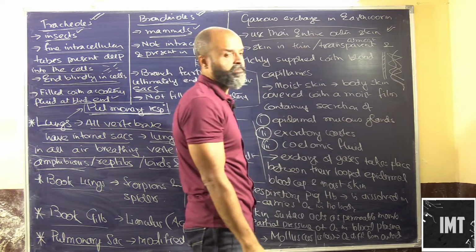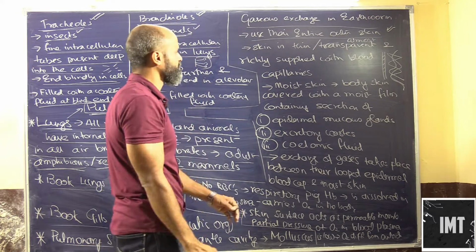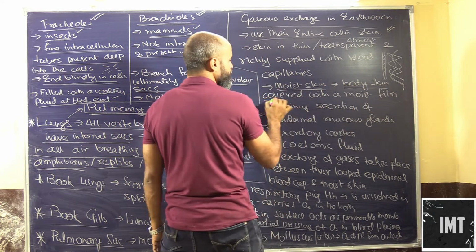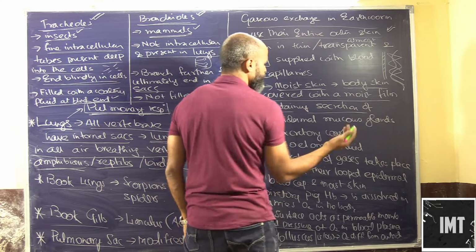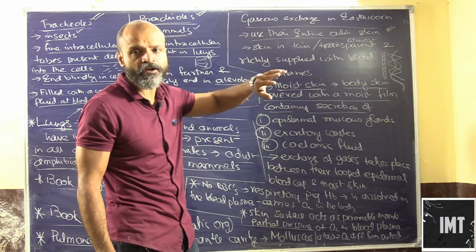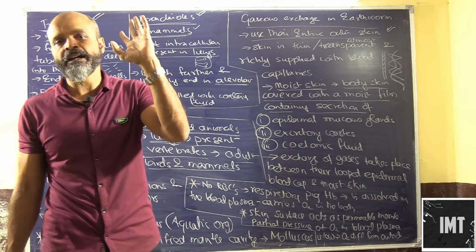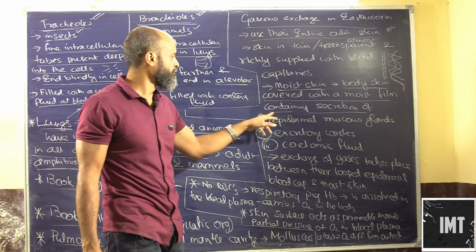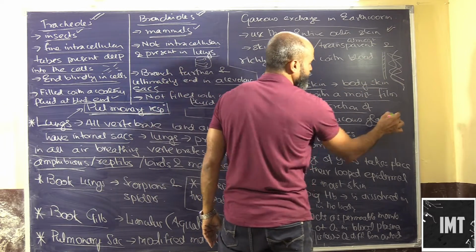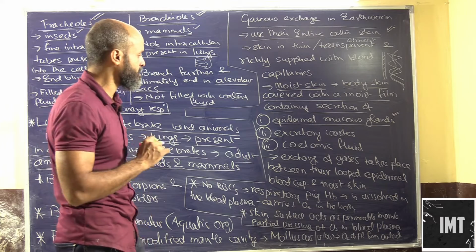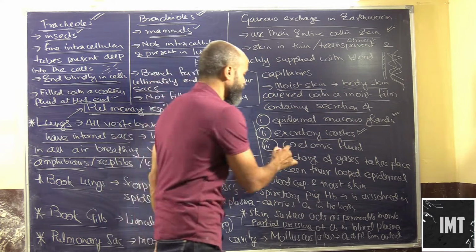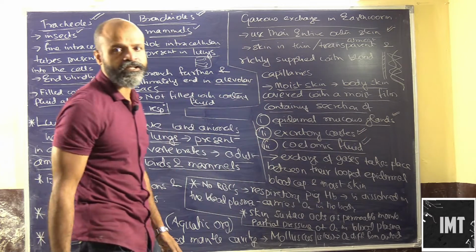So these are basically blood capillaries which are touching the surface of the skin. The skin is generally kept moist. The body skin is covered with a moist film containing secretions of epidermal mucous glands, which keep the skin moist, because if the skin goes dry, then the earthworm will die. Excretory wastes also come out, and coelomic fluid also helps in keeping the skin moist.